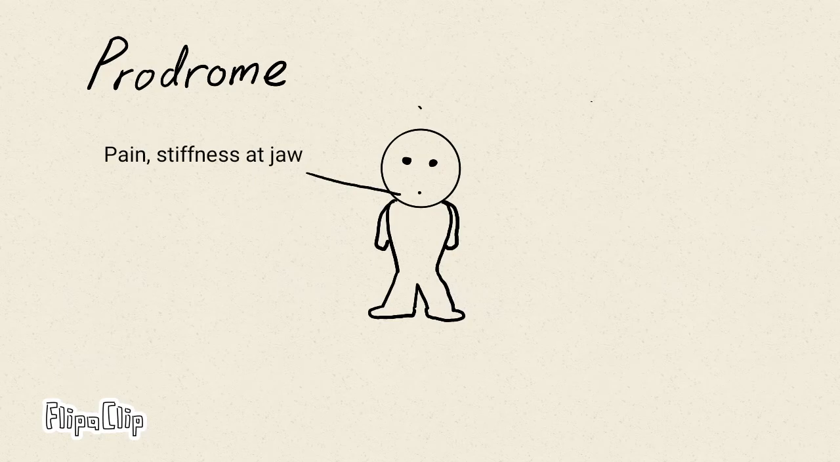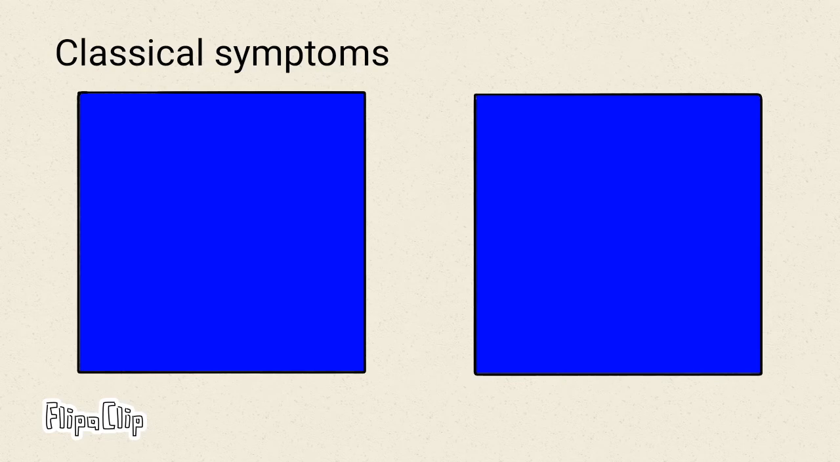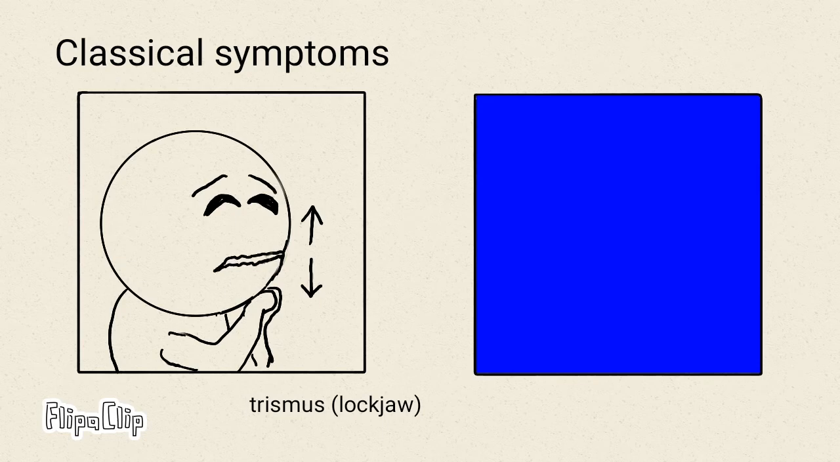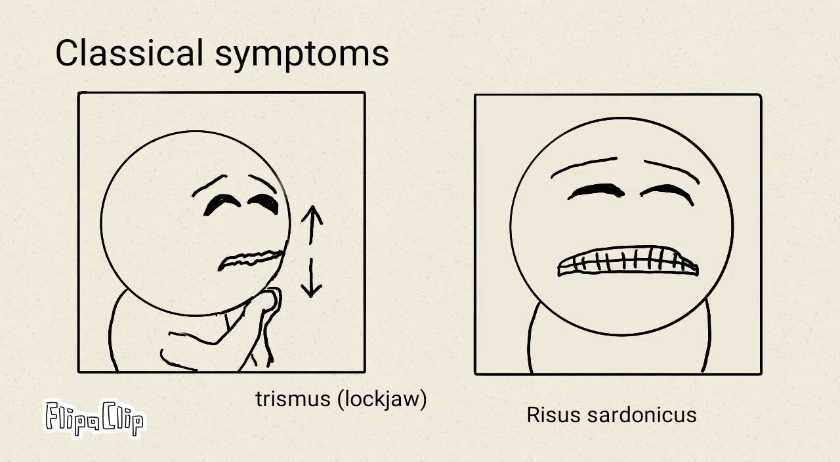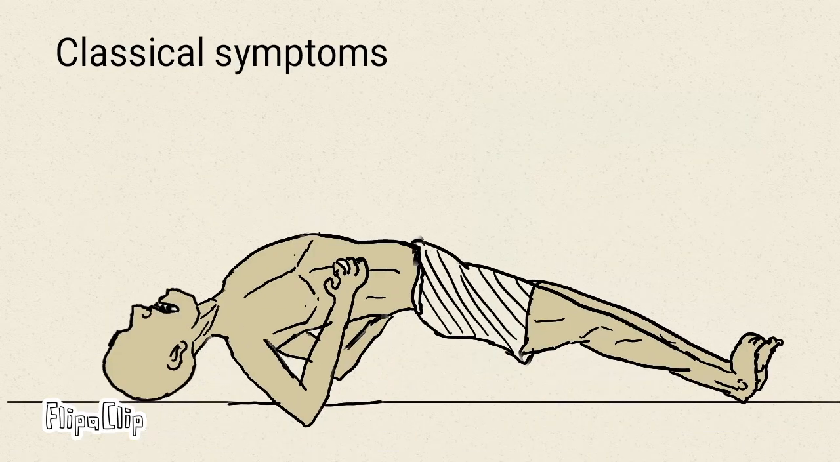Some patients may also complain of pain or stiffness at the jaw, pain at abdomen, at the back, and some patients also complain of difficulty in swallowing. However, the classical symptoms for tetanus, first one is trismus or locked jaw. Another one is risus sardonicus, in which the patient has a grin-like posture of hypertonic facial muscle. Another symptom is opisthotonus, which is an arc body with hyperextended neck.